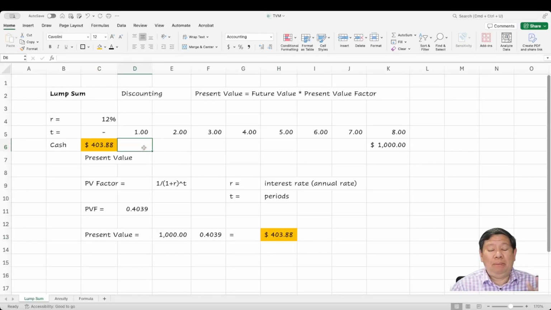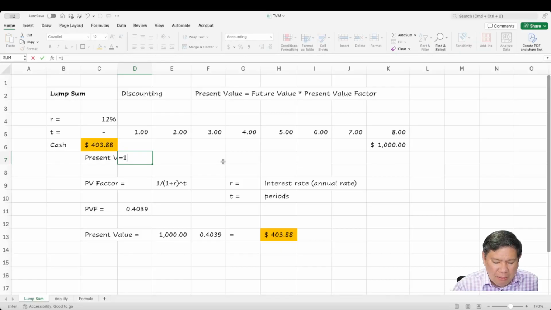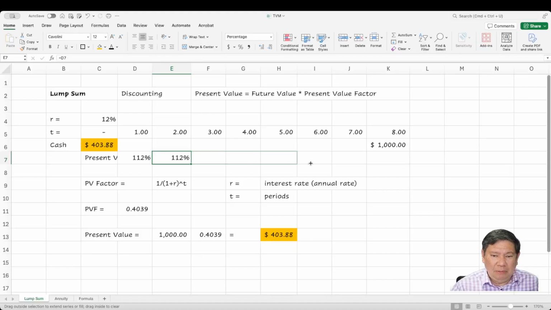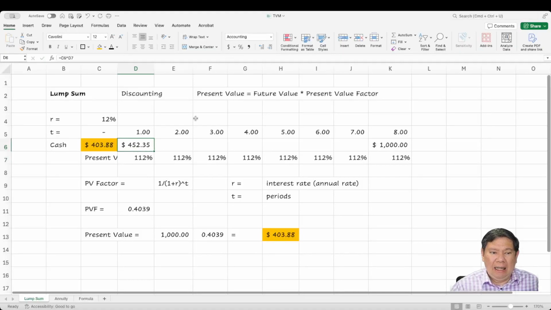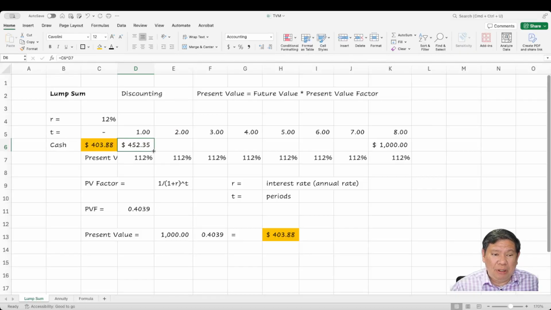What does it mean? It means that if you have 403.88 now that you invest in an investment with 12% interest, every year your investment will grow by 12%, so 1 plus 12%, which is 1.12. If you do that every year for 8 years, if I multiply this times this, that's your money next year. And if you keep doing that, you invest your principal and interest.